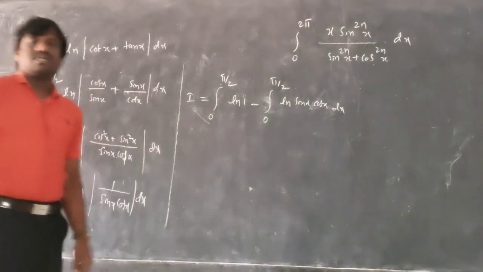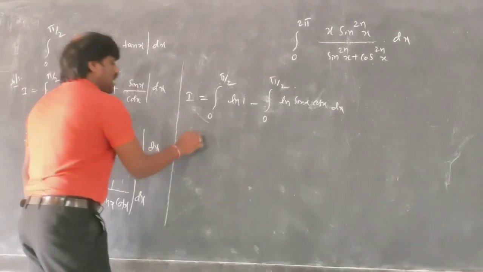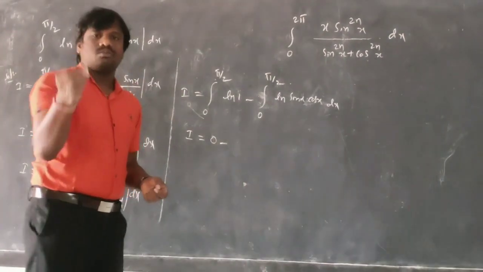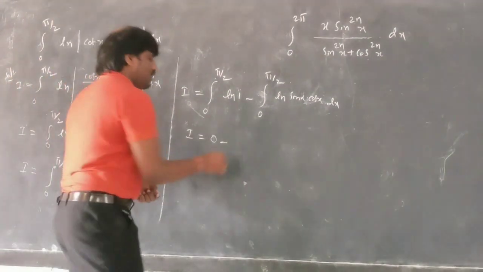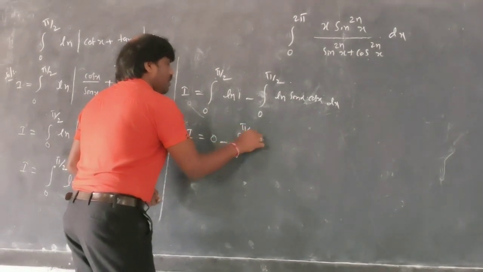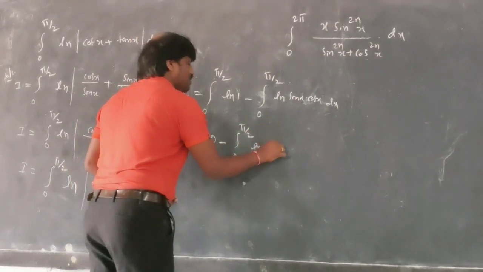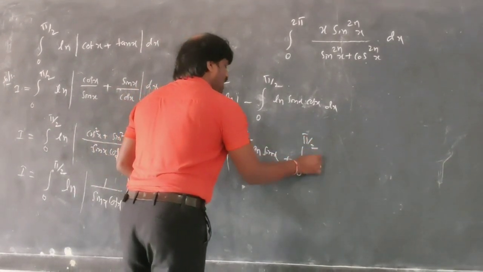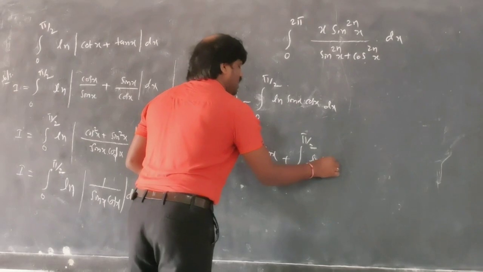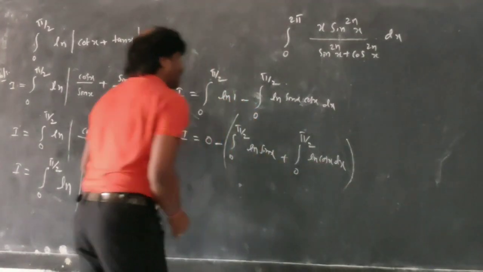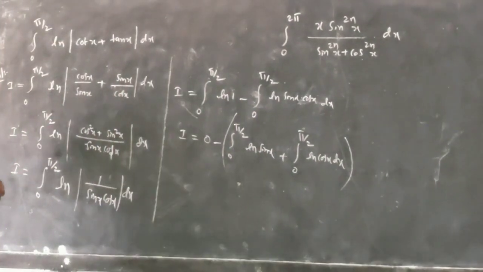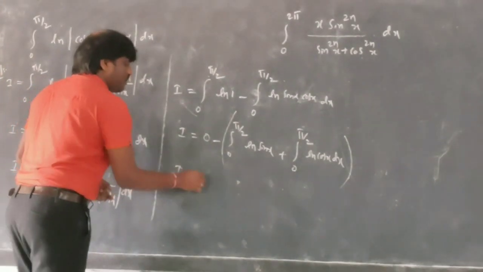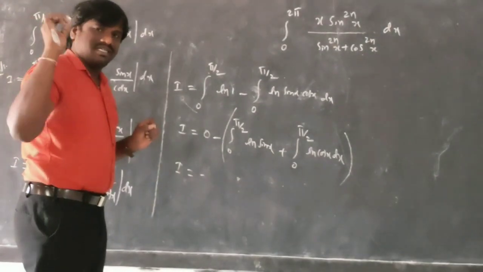Tell me, what is the answer of ln 1? ln 1 is 0. So I is equal to 0 minus. Now, ln of a into b, the log a plus log b formula: integration 0 to pi by 2 ln sin x plus integral 0 to pi by 2 ln cos x dx. That is what I said, to remember this formula. In the previous section I told you to remember this formula. So just apply it here. If you remember, problems will be done soon.